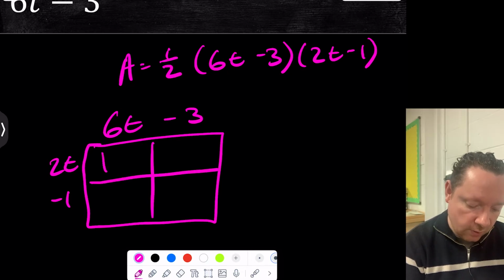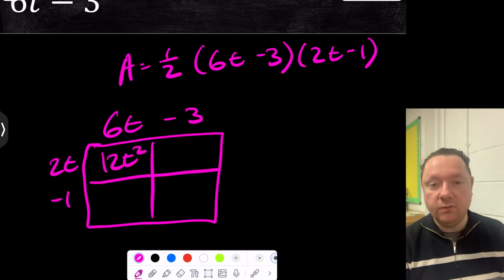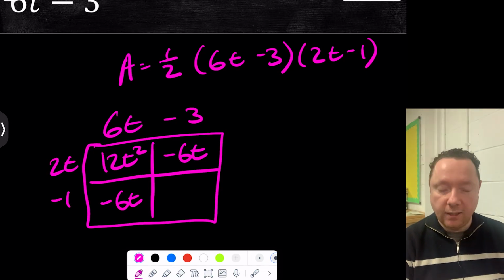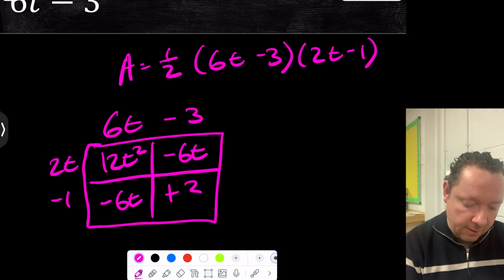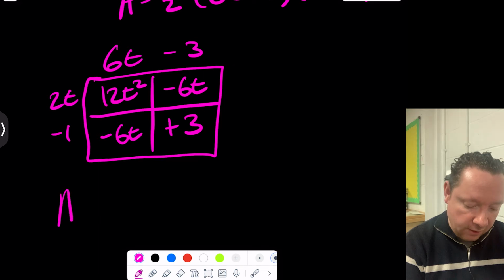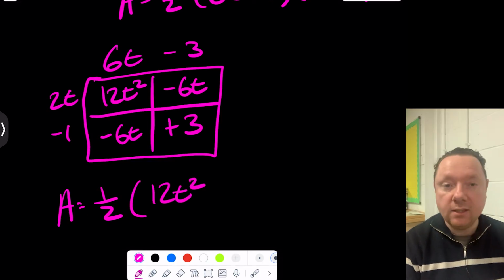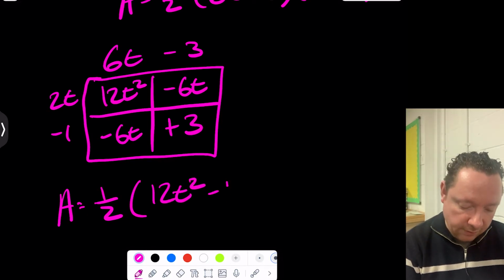6 times 2 is 12t squared. Minus 3 times 2 is minus 6t. Minus 1 times 6 is also minus 6t. And minus 1 times minus 3 is plus 3. So that gives my area equal to a half, don't forget the half, of the whole thing, 12t squared minus 6 is minus 12t, and then plus 3 on the end.